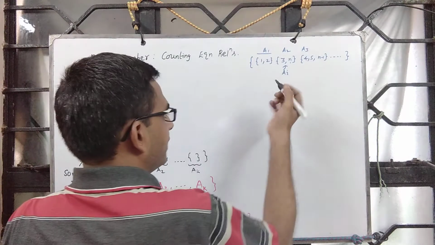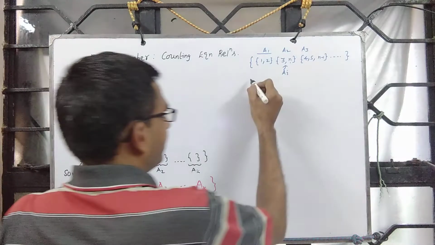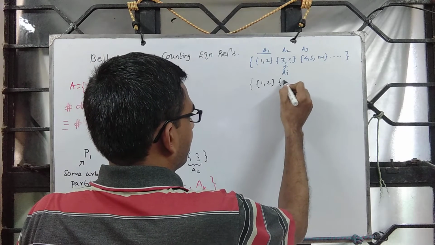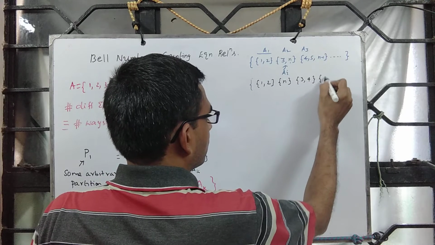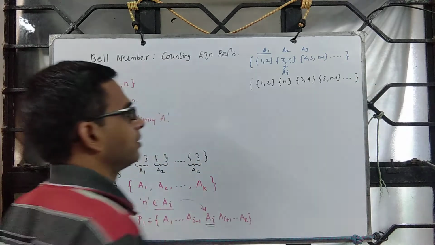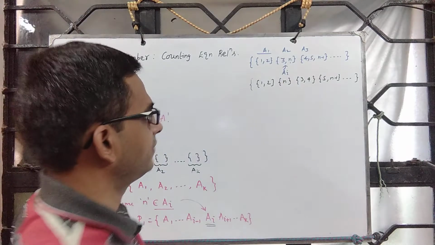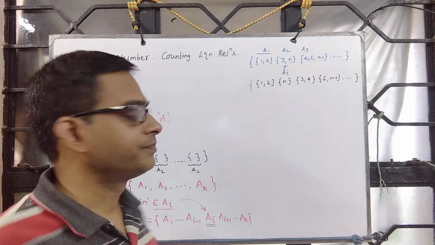How many? In general we don't know. This could be just 1, or it could even be like this. It could be 1, 2, and maybe n, and it could be 3, 4, it could be 5, n minus 1, and so on. So it may be just one element, which is n itself, and there are no other elements.